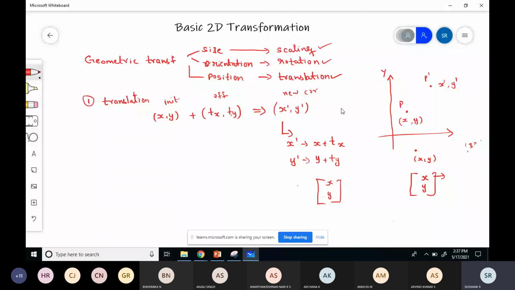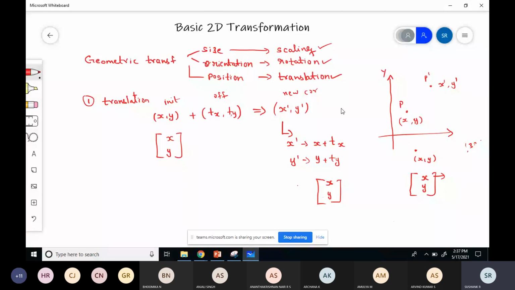So it contains two rows, one column. The first row gives the value of x and the second row gives the value of y. So this also can be represented in the form of a matrix. For example, x y is represented in the matrix system like this.